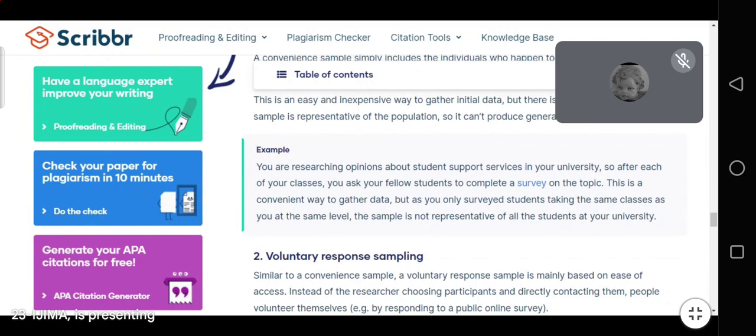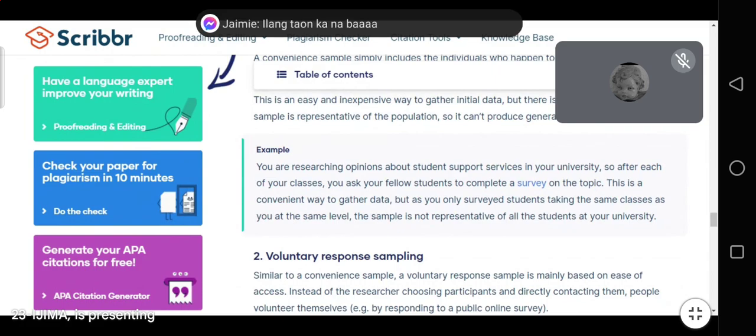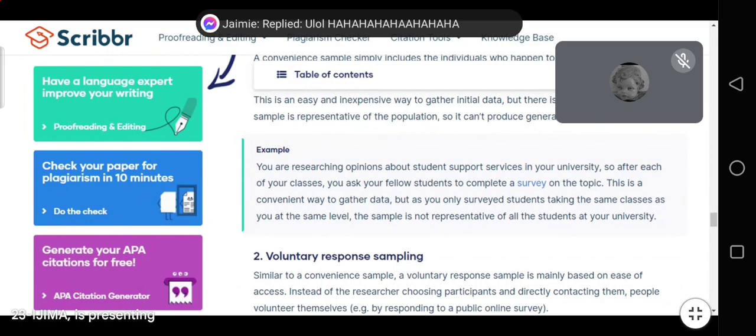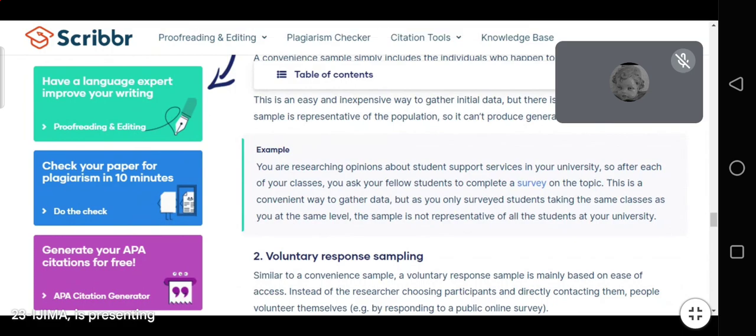This is a convenient way to gather data, but as you only surveyed students taking the same classes as you at the same level, the sample is not representative of all the students at your university. Another example is you were asked to have at least 20 people answer your survey questions, so you chose a place in front of the grocery stores. So you're going to select people near you or closer to you.